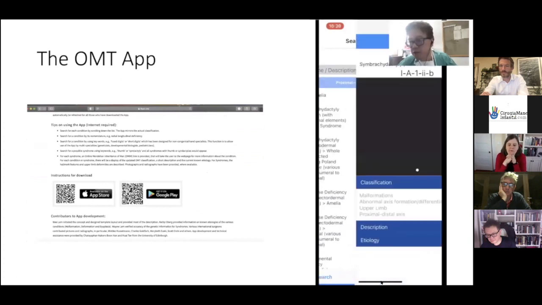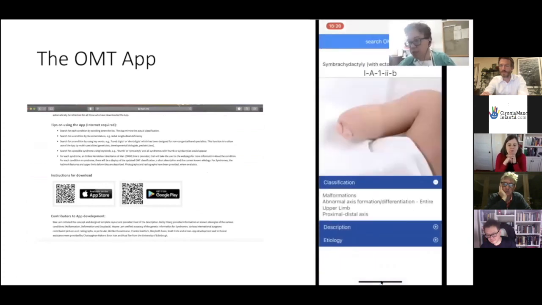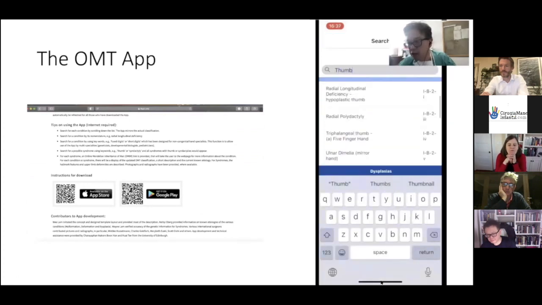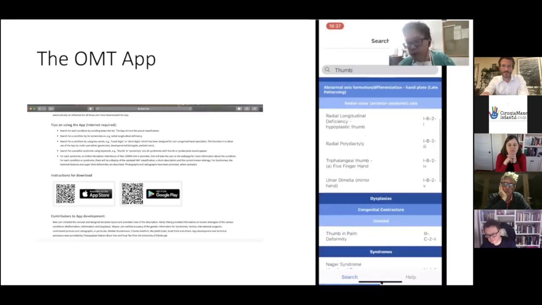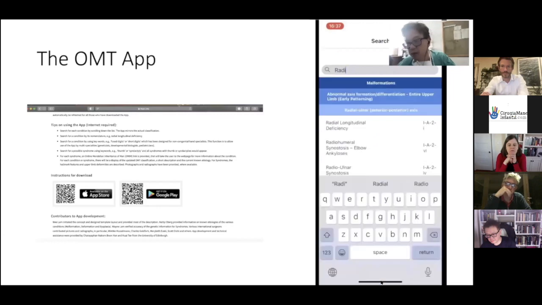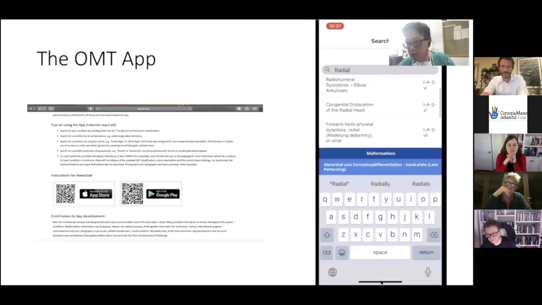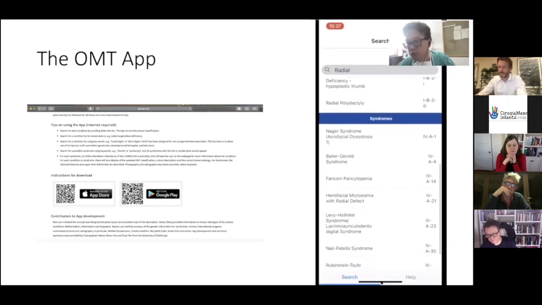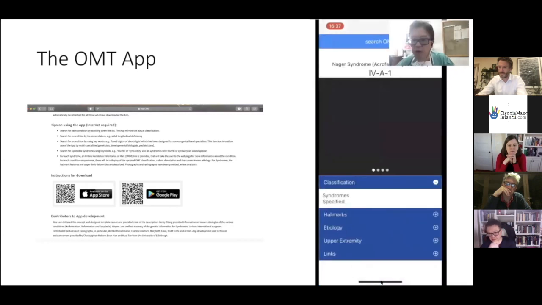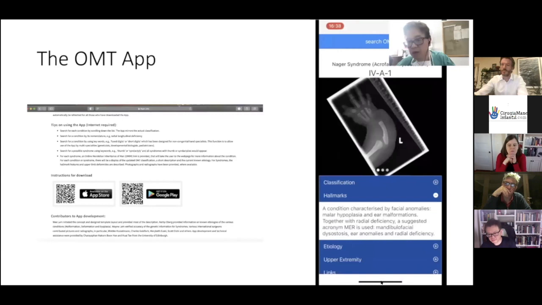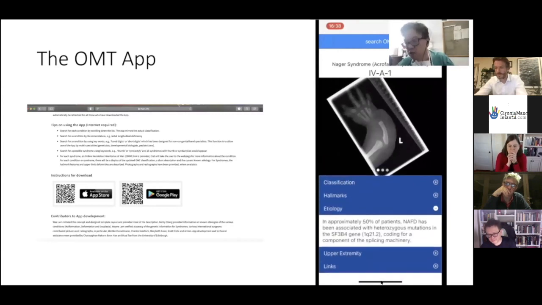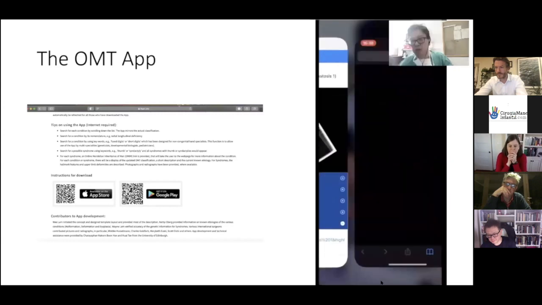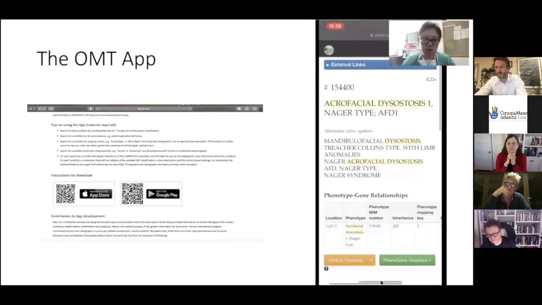When you click on the condition, you get an image. Here's an example of symbrachydactyly, the description, and then the known etiology. There is a keyword search function as well. I find this very helpful. When you search for thumb, you get different thumb anomalies, plus the various syndromes with thumb conditions. And with radial deficiency, for example, you get the list of syndromes with radial aplasia, which can be very useful, especially when you're not sure about what a syndrome is. Click on Nager syndrome, for example, and you get the image, the hallmark features, the genetic etiology, the upper limb features, and then you get an OMIM link, which takes you straight to the website, which I find very, very useful for more information.